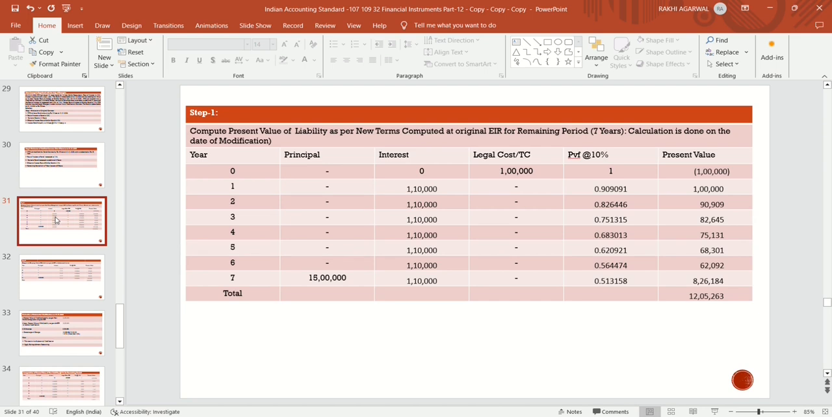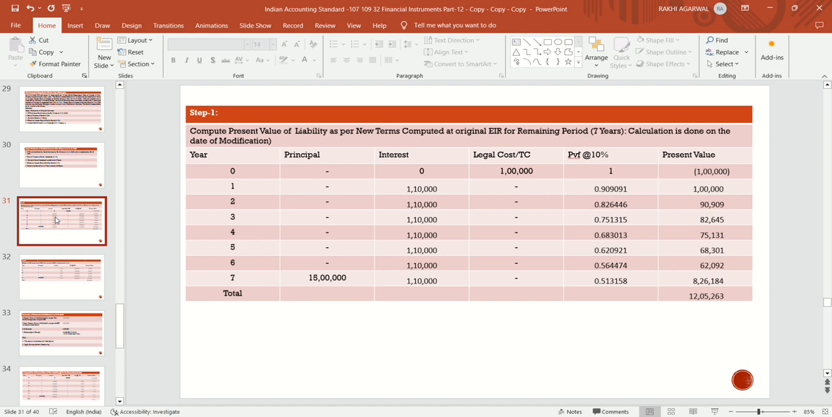So for years 0, 1, 2, 3, 4, 5, 6, 7, we have columns for principal amount, interest, legal cost, that is the transaction cost, present value factor at the rate of 10%, and present value. Principal is paid in the 7th year, in full. That is, it is modified from 10 lakhs to 15 lakhs. So in 7 years, it becomes 15 lakhs.